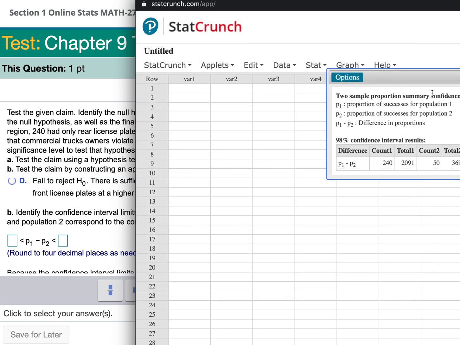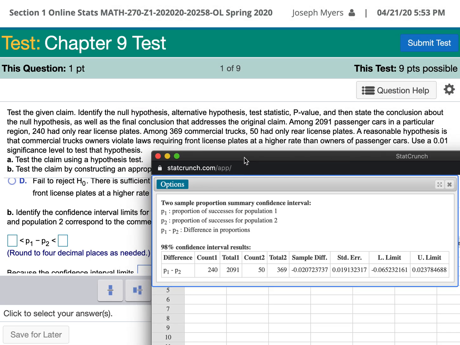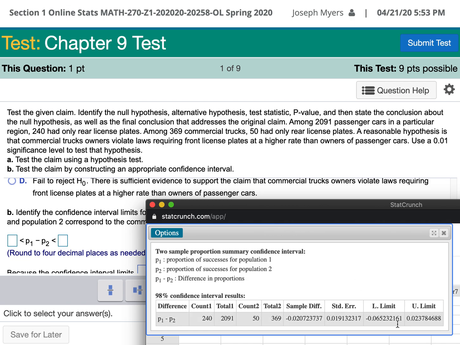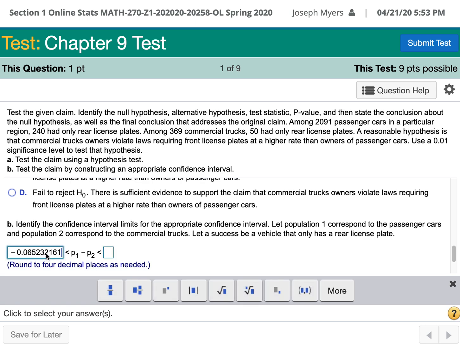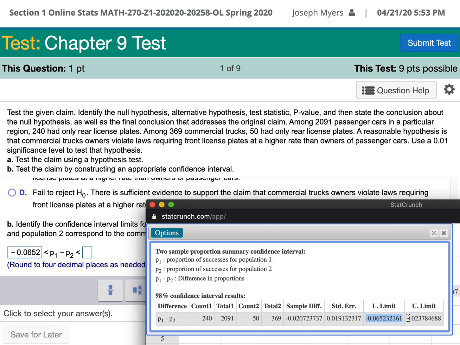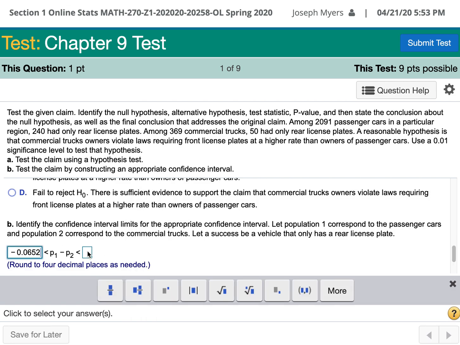So we'll click compute, and then the lower limit is right here. Round off to 4 decimal places. The upper limit is right here. 0.0237, that'll round up to an 8.